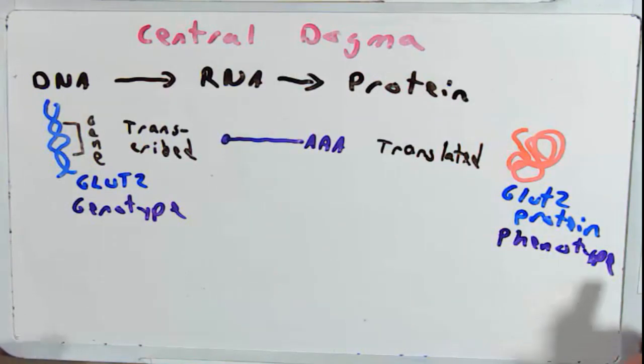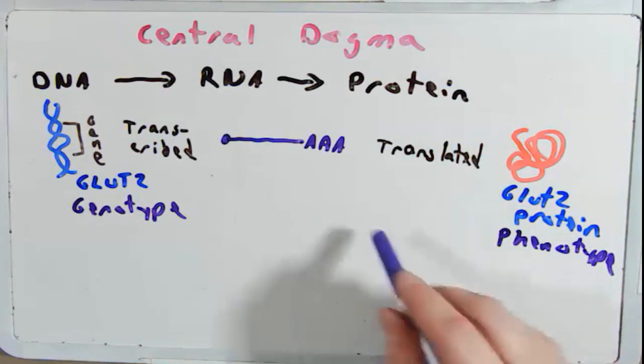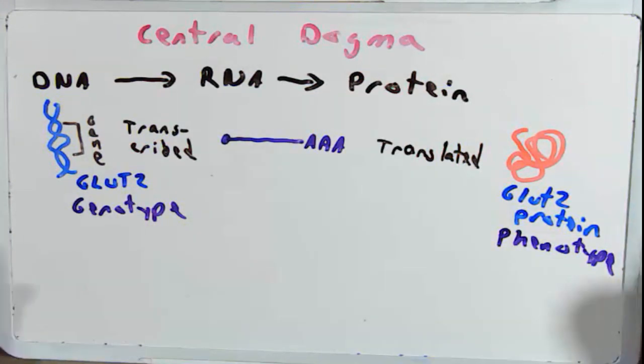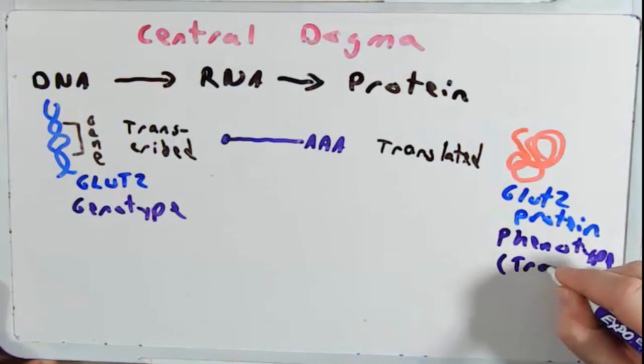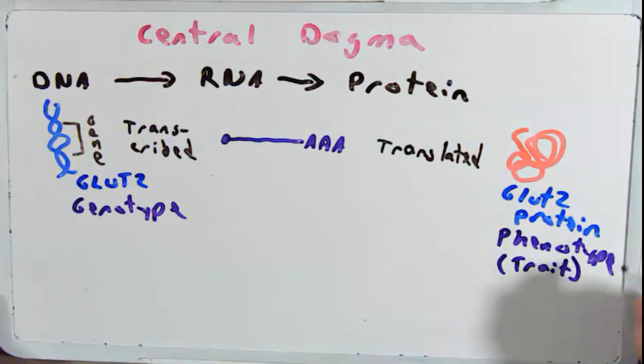Phenotypes are just the observable traits that are generated from the genotype. Sometimes, as I mentioned earlier, the phenotype might just be the RNA that's produced. But in this case, we're saying the phenotype is associated with this protein. I also want to just put in parentheses here trait, because sometimes I'll interchange these two terms, phenotype and trait. Probably shouldn't, but I do.